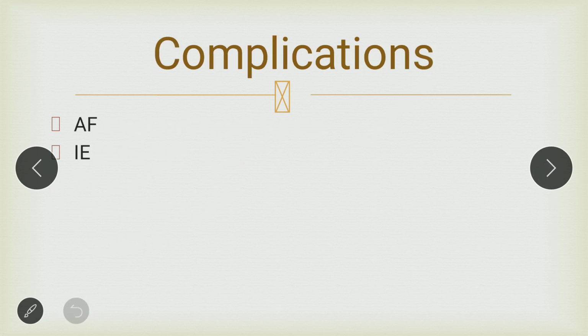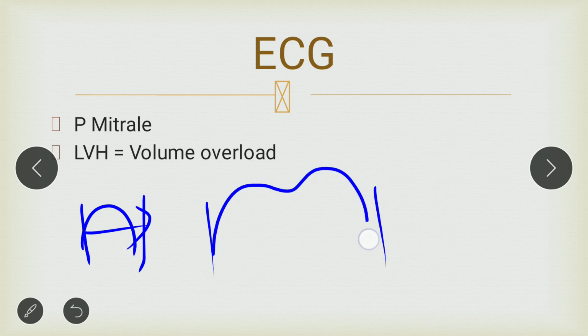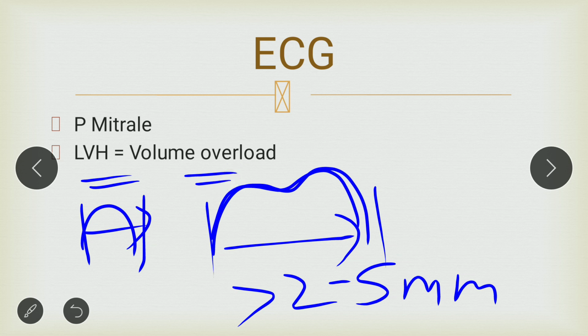And complications are, the patient can go in for atrial fibrillation because the left atrium dilates. When the left atrium dilates, it can precipitate atrial fibrillation. And infective endocarditis as with other rheumatic heart diseases. ECG will show P mitral. P wave is a single wave which will not exceed more than 2.5 millimeters. When the width is more than 2.5 millimeters and is also notched, giving a bifid appearance, it indicates P mitral. And the patient can have left ventricular hypertrophy with volume overload presentation.